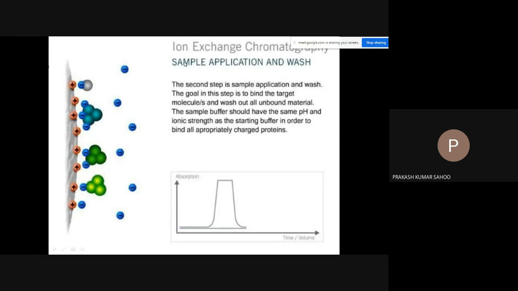Then sample application and wash. The second step is sample application and wash. So we have to wash the sample. The goal in this step is to bind the target molecule and wash out all unbound material. The sample buffer should have the same pH and ionic strength as the starting buffer in order to bind all appropriately charged protein. So here what happened? The bound anions get washed, which binds the target molecule and washes out all the unbound materials. This unbound material gets washed.